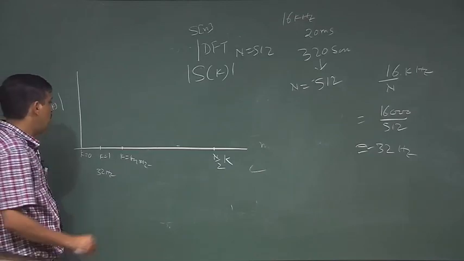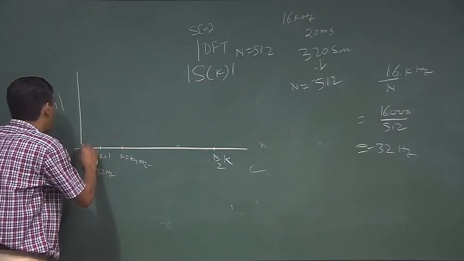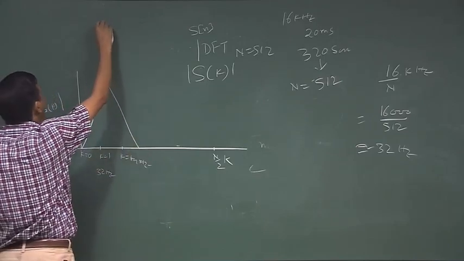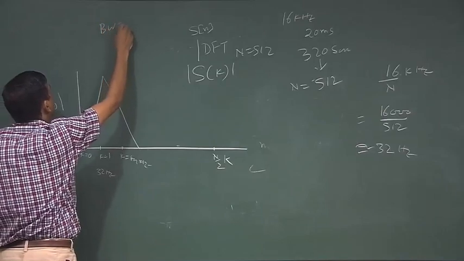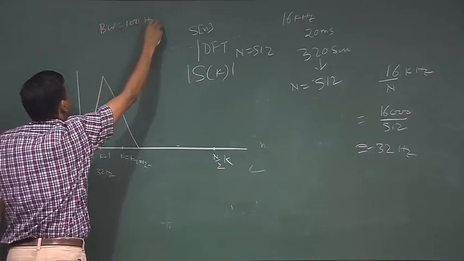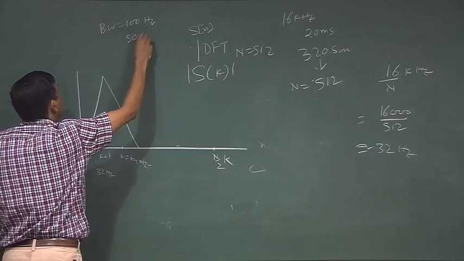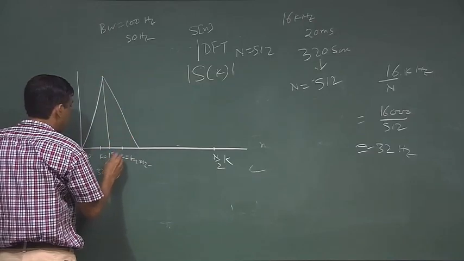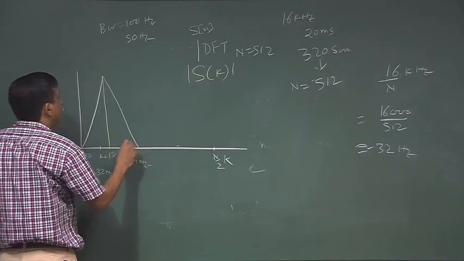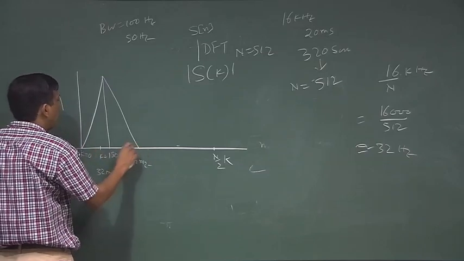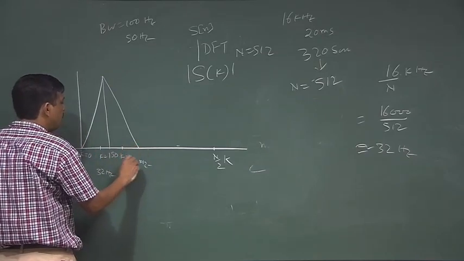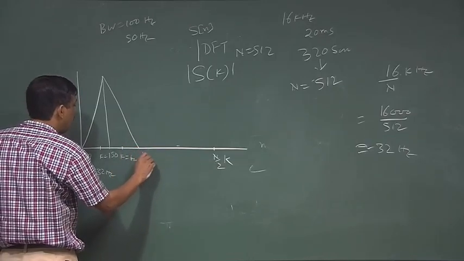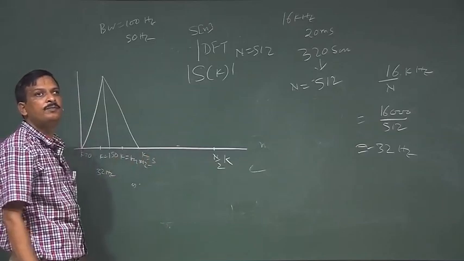Now, I want to implement the mel filter. So, based on the mel scale, let us design the initial filter with a bandwidth of 100 hertz and a center frequency of 50 hertz. So, this is 50 hertz, this is 50 hertz and this is 100 hertz. If it is 100 hertz, how many k will be there? k equal to 1 is 32 hertz, k equal to 2 is 64 hertz, k equal to 3 is 96 hertz. So, almost k equal to 3.